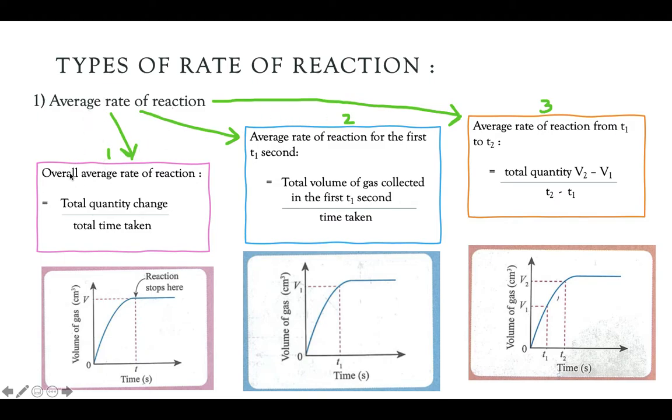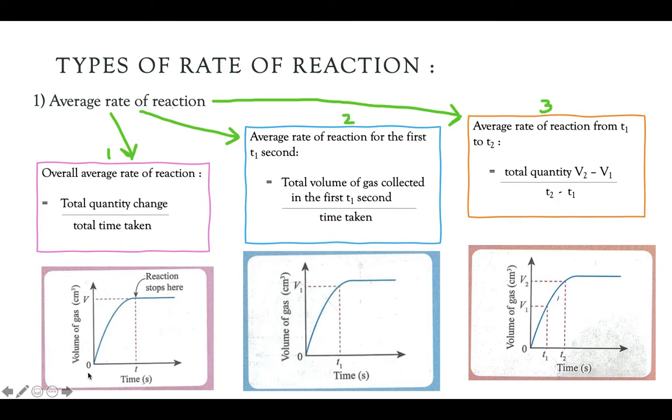One is overall average rate of reaction, which is the formula used is the total quantity change, whether you want to use the decrease in the mass of the reactant divided by the time taken, or the increase in the product formed. Sama ada products dia adalah volume of gas ke, ataupun the product formed adalah precipitate ke. So kita ambil the quantity change then over with time taken.